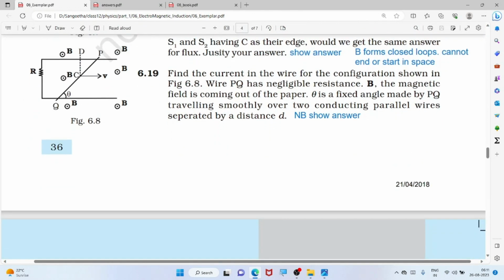Now find the current in this configuration. This wire PQ is of negligible resistance, and the magnetic field coming out of the paper is at a fixed angle. This PQ is moving smoothly over the two conducting parallel wires. These are conducting wires and this is moving, separated by the distance d. This distance is d.